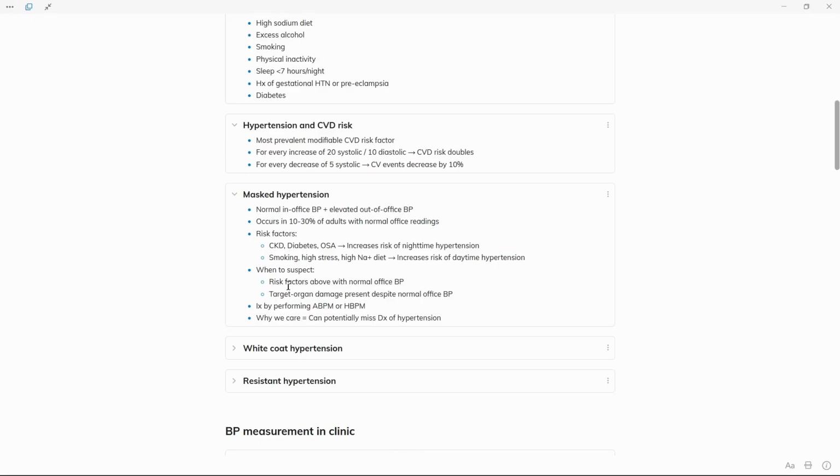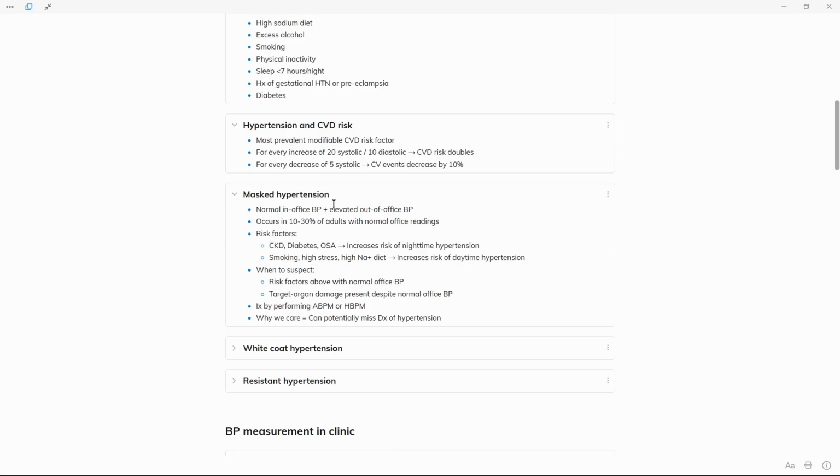We suspect it when patients have risk factors above with normal office blood pressure, and they have target organ damage present despite normal office blood pressure. That is, if you have no other way of explaining the target organ damage. So for example, if a patient has chronic kidney disease, they have proteinuria, or they have peripheral arterial disease, they have left ventricular hypertrophy, you do a full workup and you can't find any other reason for them to have those particular target organ damage, then think about hypertension, especially masked hypertension, as being one of the causes.